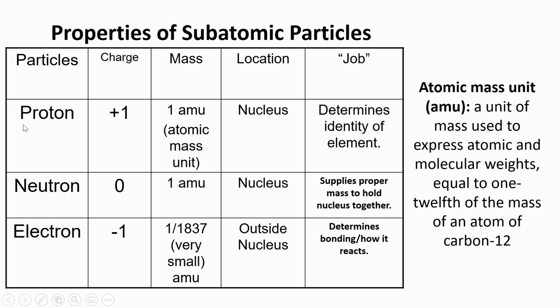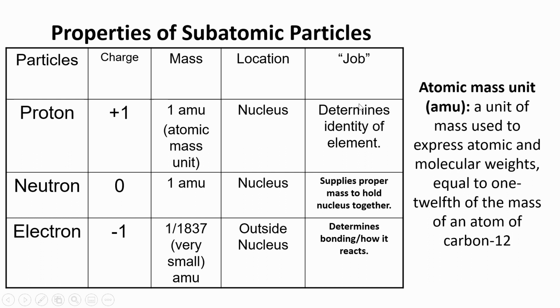Let's talk about charges. Protons are positive, so P and P. Neutrons just sound like neutral, and that means they have no charge, and electrons have a negative charge. Where are these subatomic particles? Protons and neutrons are in the nucleus, and electrons are outside the nucleus.